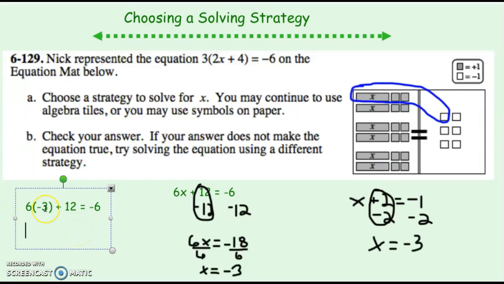So 6 times -3 will give me -18, because a negative times a positive is a negative, plus 12 still equals -6. Okay, then -18 plus 12, so I'm going to get larger. I'm moving towards 0 on a number line. That would be -6 equals -6. So my answer does work out. -6 equals -6, which tells me that x does equal -3, and we were correct on both of our equations.